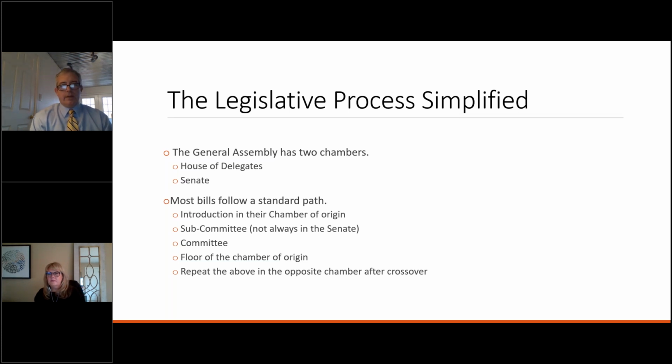After you get through subcommittee and committee, if your bill survives, it goes to the floor of the chamber of origin, in this case the House of Delegates, where the House will vote on your bill, whether to advance it or not. If your bill is advanced, then it goes into what we call crossover, which means it goes to the opposite chamber where it starts this process all over again. So each bill not only has to survive the committee process and the floor of its chamber of origin, it also has to survive the committee process and the floor in the opposite chamber.